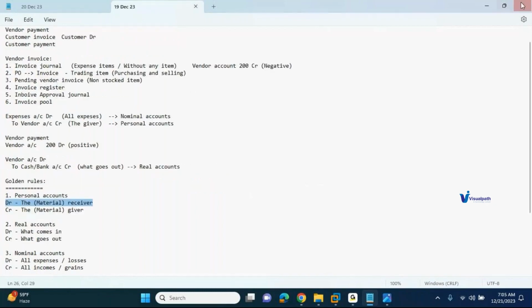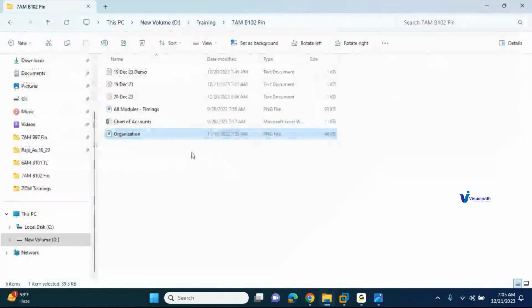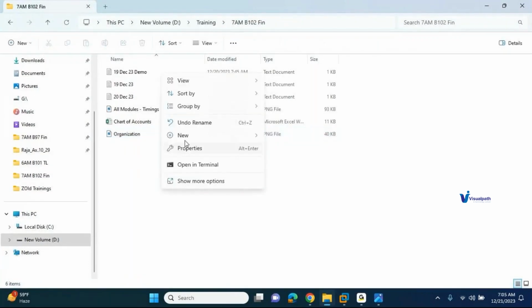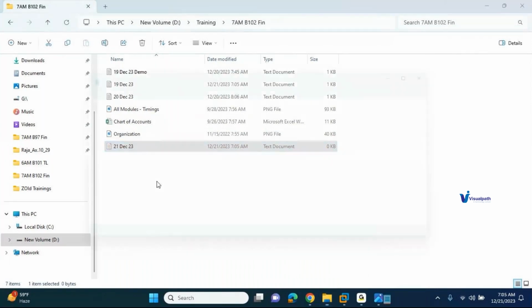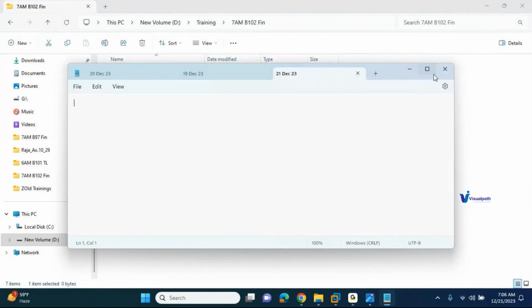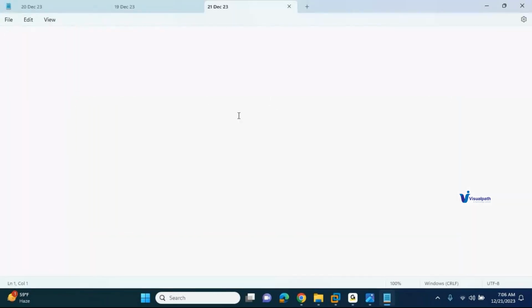Okay, let me open one more notepad. I'm discussing this on 21st December 23. So whatever I'm discussing, it is commerce, not the Dynamics application at all. This is commerce. So at the time of vendor invoice, expenses account debit to vendor account credit.